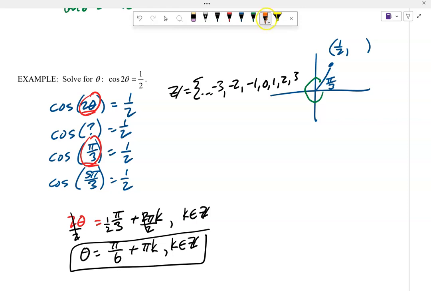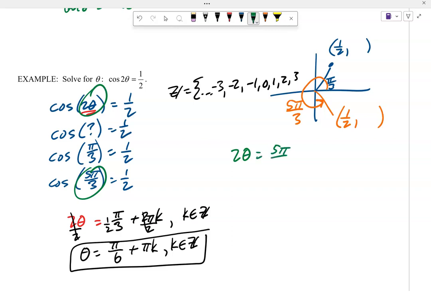Now we also know 2 theta has got to be equal to 5 pi thirds, right? We know at 5 pi thirds, we also have a cosine that's a half. And so we're going to set 2 theta equal to 5 pi thirds. So here's all forms: 5 pi thirds plus any 2 pi k, where k is an integer.